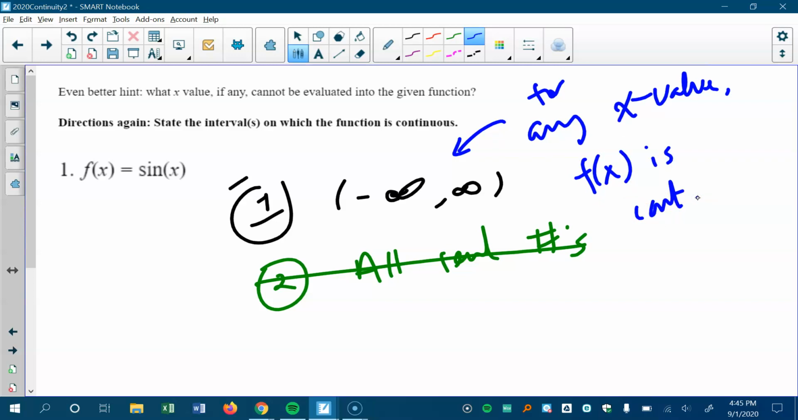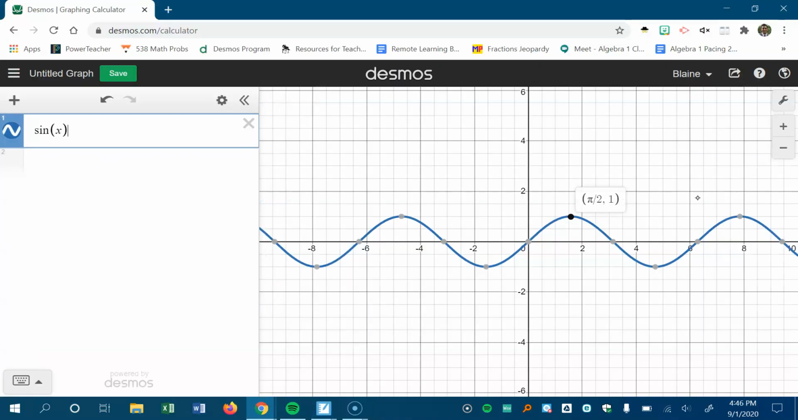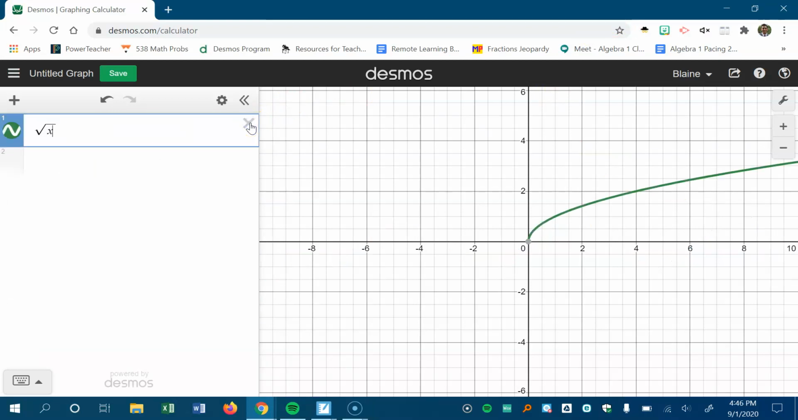Okay. Number 2. G of x. So g of x here is equal to the square root of x plus 3. If you remember what a root function looks like, excellent. If you don't remember what that looks like, I'm going to show you. And again, our reminder here is that we do want you to start knowing these without a calculator. So here's the square root of x plus 3.